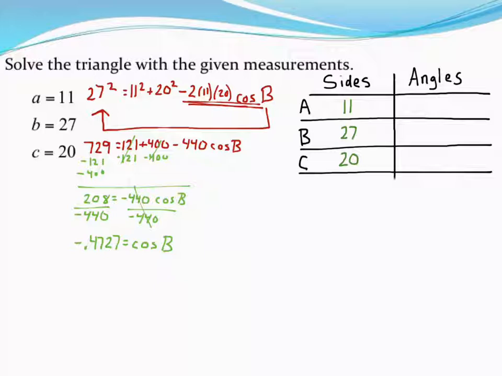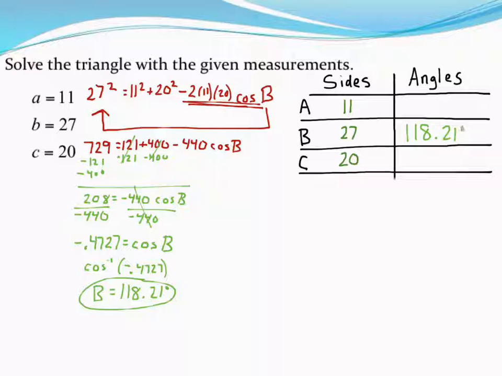Now that I've got down to just cosine of B, to find angle B, I'm going to do an inverse cosine of negative 0.4727. And at this point, I see that B is in fact an obtuse angle. It comes out to 118.21 degrees. It's obtuse, and the only way to find that is with an inverse cosine. So I'm very glad I found that largest angle first. I'll add that to my chart: 118.21 degrees.